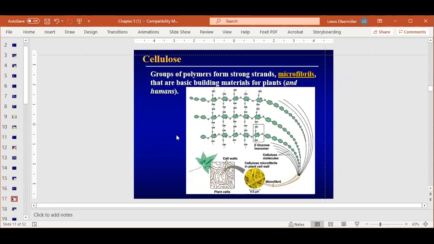I'm going to skip ahead and I'll come back to this. So here's the shape that cellulose makes. It's these flat shapes because of the beta 1,4s. Remember, they go up and down, up and then down, up and down, which causes them to be linear.